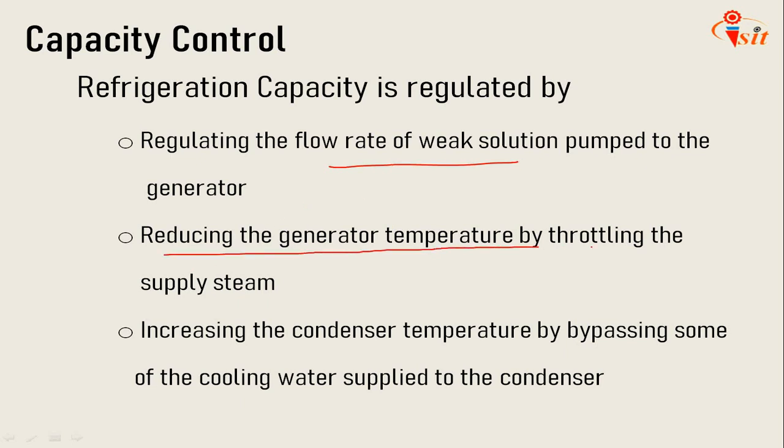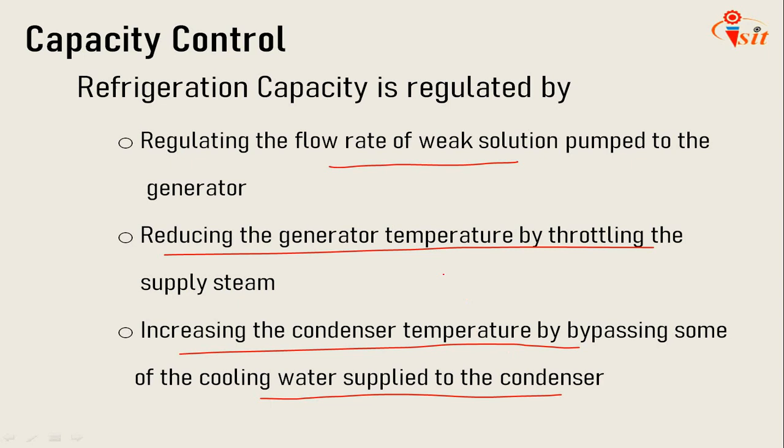Second, reducing the generator temperature by throttling the supply steam. By throttling the supply steam, we can reduce the generator temperature. Third, increasing the condenser temperature by bypassing some of the cooling water supplied to the condenser. So that also we need to regulate.